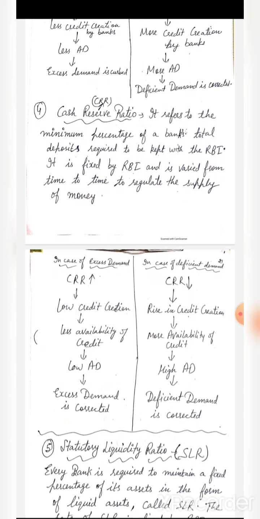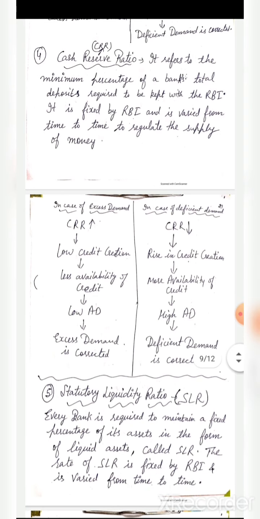Actually, CRR is fixed by the RBI as a minimum percentage to be kept by the commercial bank with the RBI. It means a commercial bank has to deposit a fixed percentage of its total deposits with the RBI, and that percentage is known as CRR.